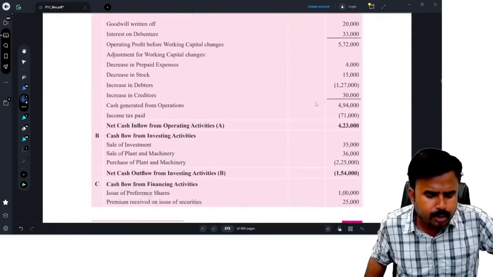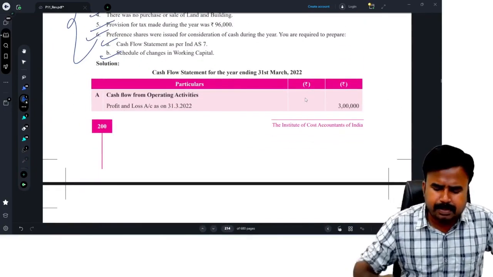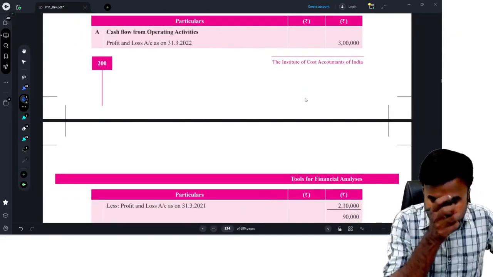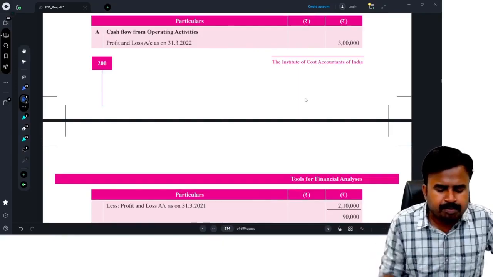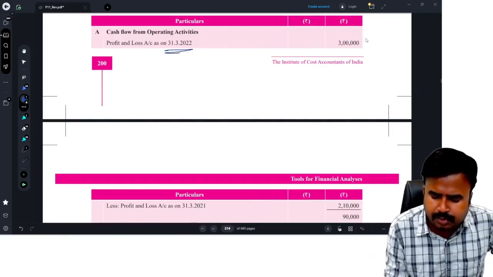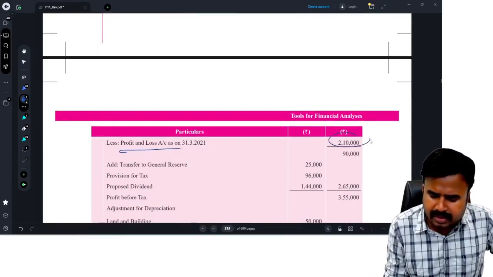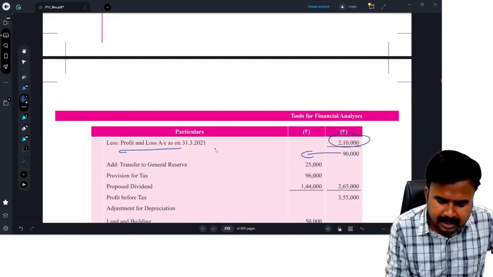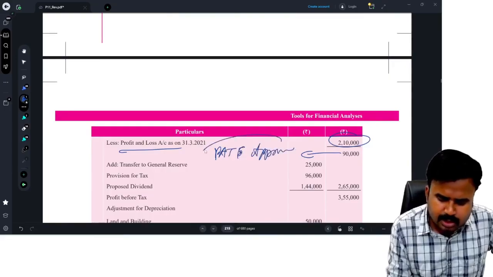Okay. Now I'm going to prepare cash flows from operating activities. Directly I'm explaining this calculation. First, I must start with what? Profit before tax, and they are trying to get it. Okay, profit and loss account as on 31st March 2022. This is my closing balance. Profit and loss account as on 31st March 2021. This is my opening balance. The difference is profit after tax and after appropriations. This is PAT and appropriations, my dear students. Okay, this is not PBT.